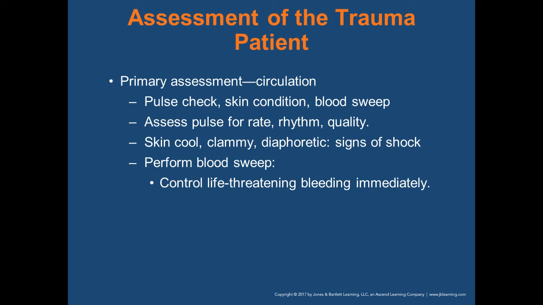Primary assessment, so far as circulation: check for a pulse, skin condition, and do your blood sweep looking for major bleeding, and then assess the pulse for rate, rhythm, and quality. You're not going to count the rate at this time. You're just going to notice that it's fast or slow, and that it is steady or erratic, and that it's thready or weak or a bounding pulse. And then you can check the skin: cool, clammy, diaphoretic, looking for those signs of shock in the skin, and then perform that blood sweep again to control life-threatening bleeding immediately while you're in your circulation mode.